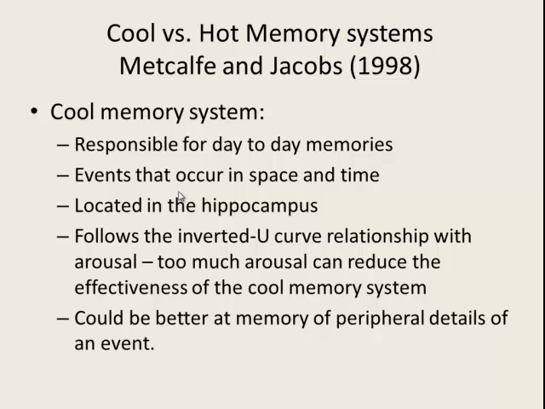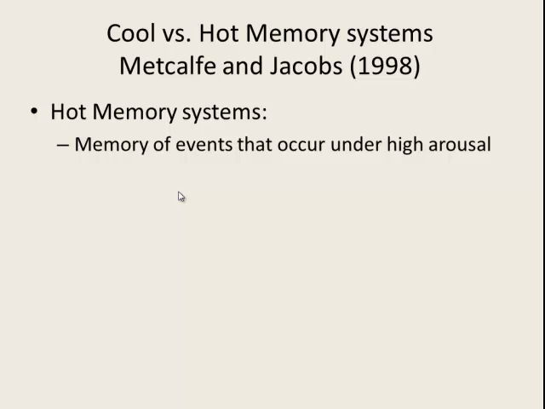And this follows the inverted U-shaped relationship of arousal. Too much arousal can reduce the effectiveness of the hippocampus memory system. Could be better at peripheral details. But as soon as emotional comes in, as soon as something scary or something exciting comes in to the memory system, the hippocampus doesn't work as well. It's the hot memory system. Now the hot memory system works better under high arousal. Now this is the hippocampus, but mostly the amygdala.